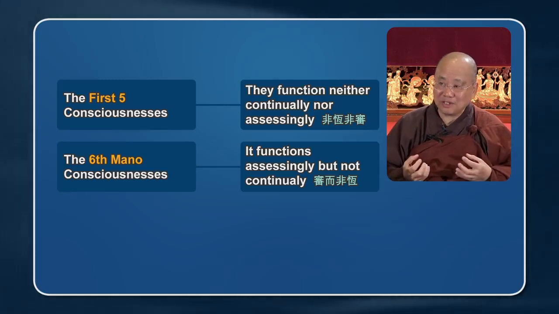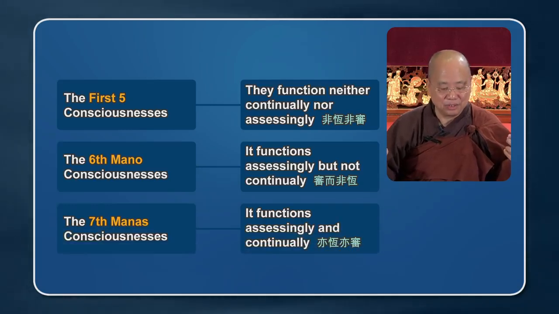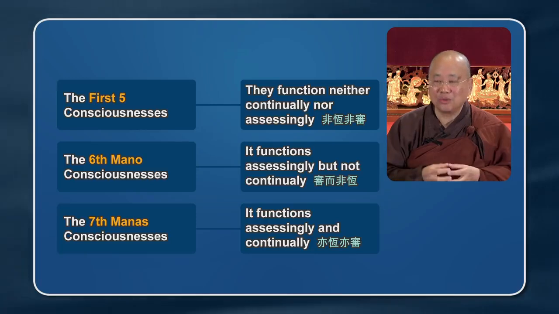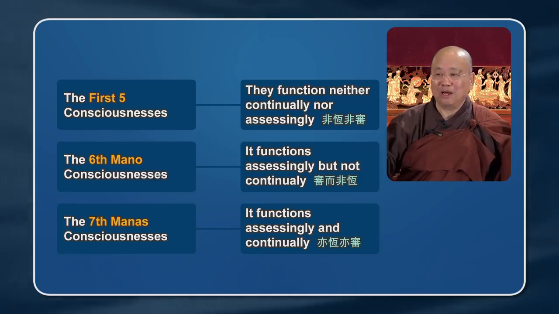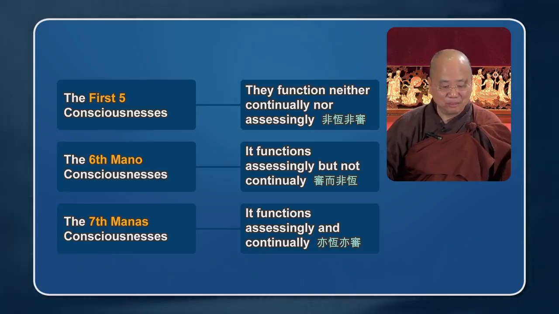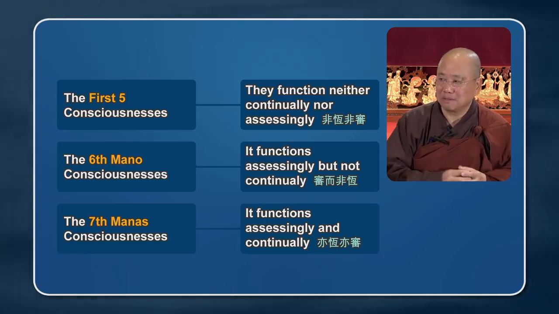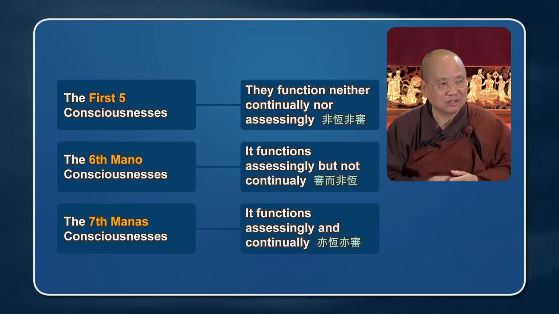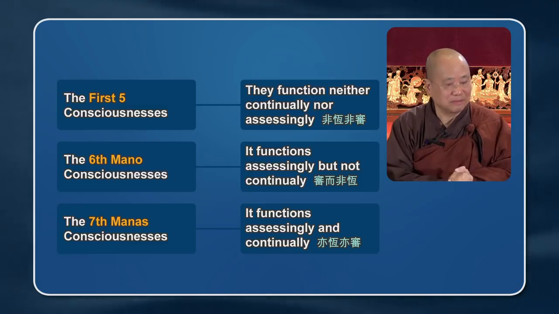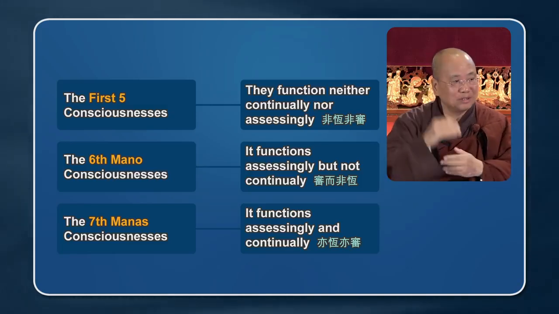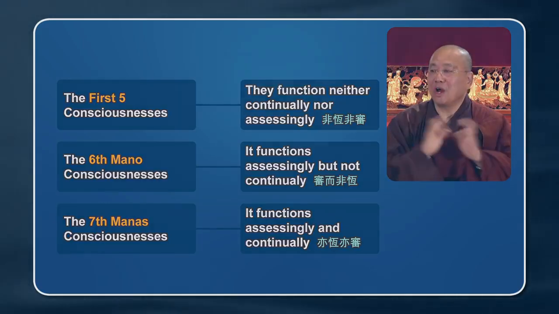And in the process of assessing, your mano is related to what? The manas, the seventh consciousness, which functions assessingly and continually. Because the sixth consciousness may die. When your body dies, there's no more sixth consciousness. But the seventh consciousness never dies. It always carries into the next body, the next life. It always assesses, but it's assessing subliminally, not obviously. You understand all this distinction? Continually and assessingly. They're not the same.